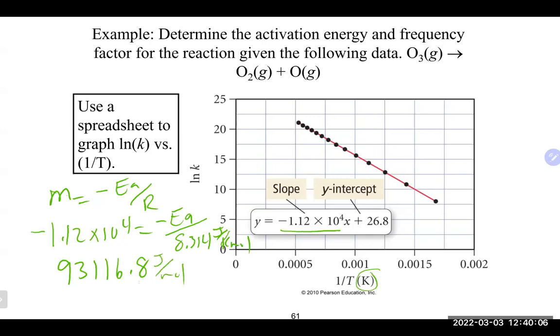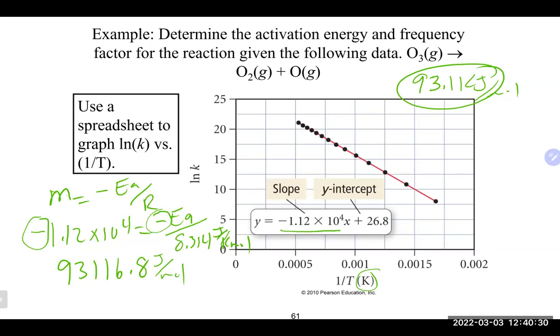If we wanted in kilojoules, that would be something in the ballpark of 93.1 kilojoules per mole would be our activation energy. It is a positive number, as we talked about there, again, because the negative here and the negative here turns our activation energy into a positive number. Any questions on that calculation?